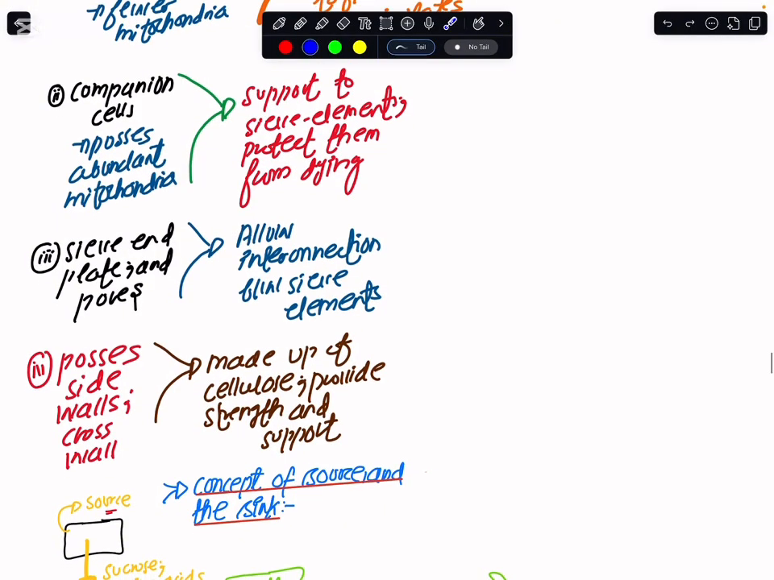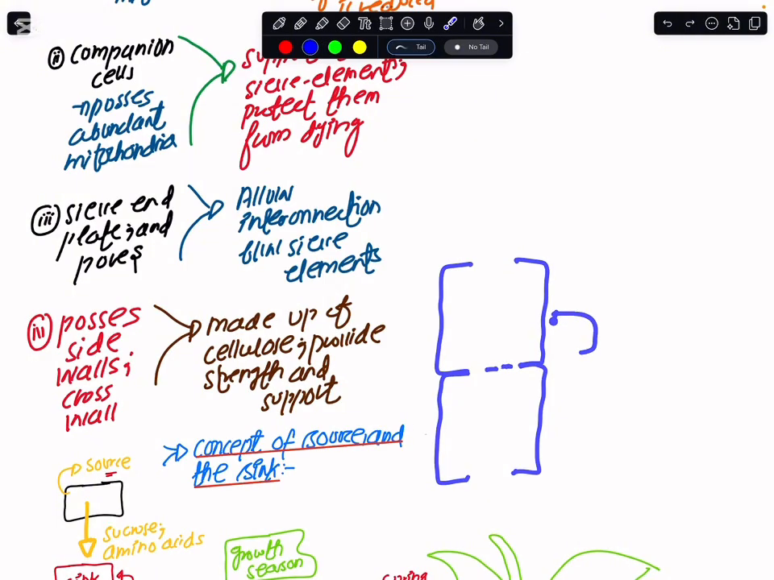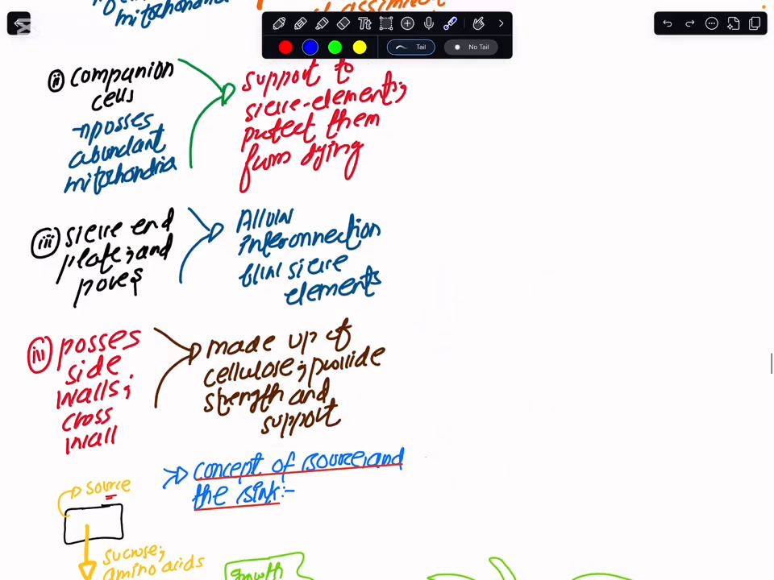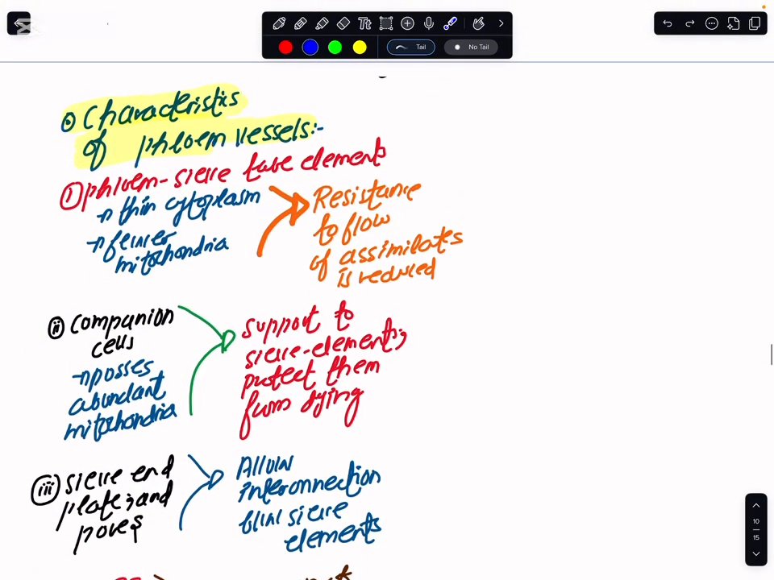The other feature is that these phloem sieve tube elements have their side walls like this. Here I am drawing their side walls, and they also have the cross walls in them. Their side walls are again made up of cellulose and provide strength and support to the phloem vessels overall. So this is what you have to remember, how the structure of the phloem is designed and how it is related to the function. I hope you are clear with these structures.